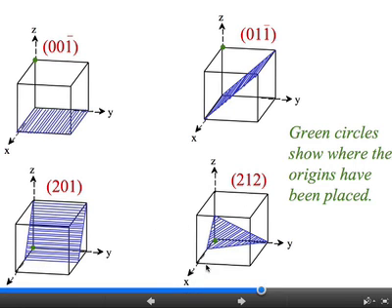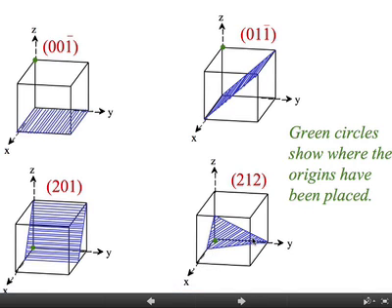Let's do it for this plane. So you have half in X, 1 in Y, and half in Z. Straightforward, 2, 1, 2. Here it's interesting because it's in the negative.